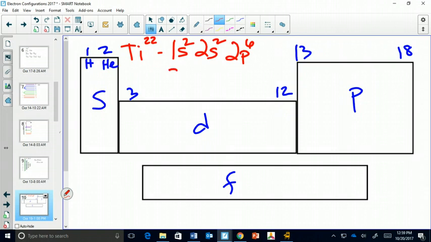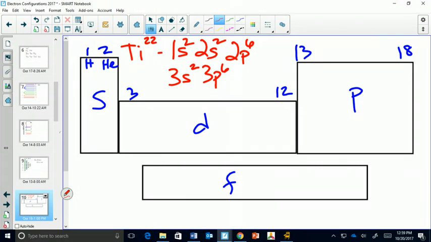Now I'm going to go into 3s. The 3s can hold how many? 2, good. Now I'm here at magnesium, number 12. Where do I go next? 3p, over to aluminum. We're going to fill up all of 3p, so 3p6. Now I'm over here at argon. We good so far? I think many of you are with me at least. We'll do more, don't worry.